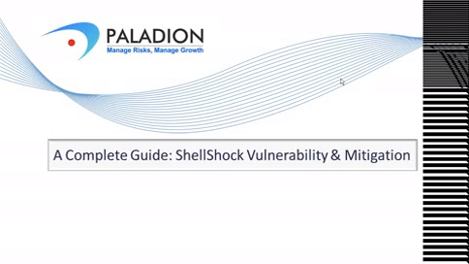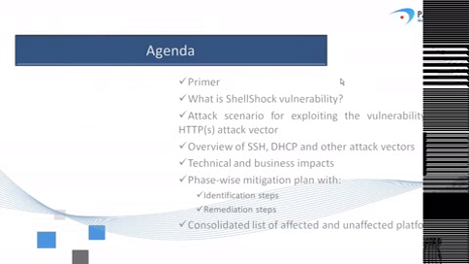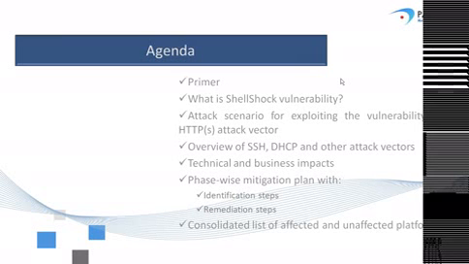Then I will talk about the ShellShock vulnerability, the different attack vectors over HTTP, SSH, DHCP, and whatever residual attack vectors that might be present. We would also talk about the impacts of the ShellShock vulnerability if exploited. Later, I'll explain a phase-wise mitigation plan with the detailed steps of identification and remediation.